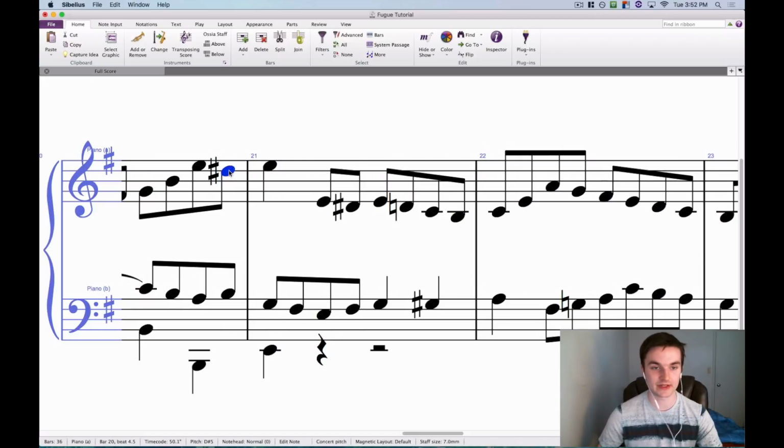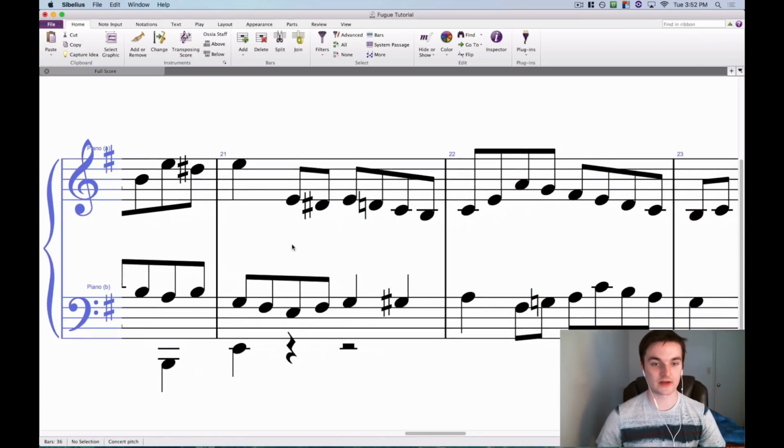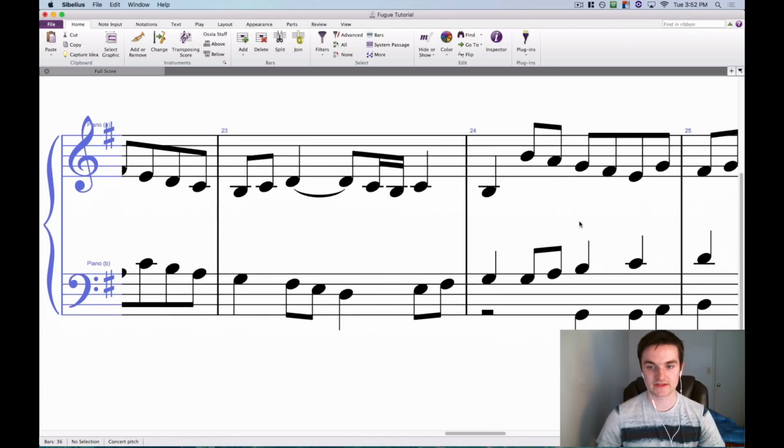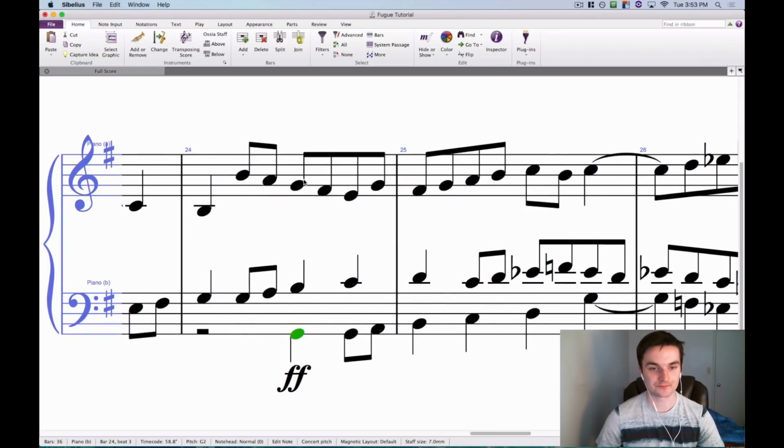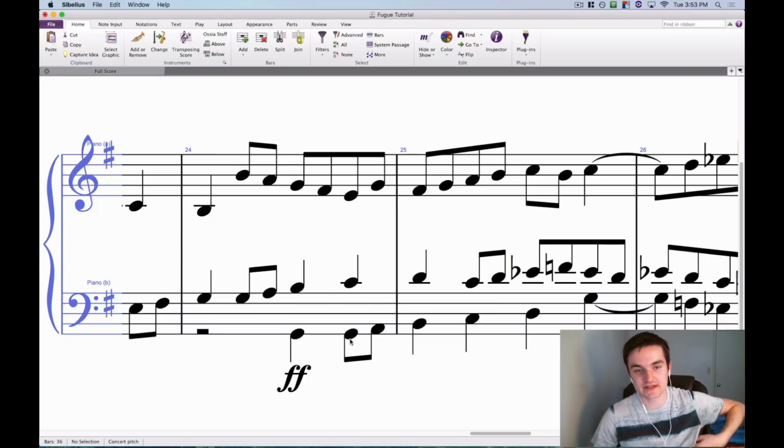And again, to reiterate, that direct perfect consonance is totally okay because it's at a cadence, and it's 5-1. Okay, right here. Third, accented, unaccented dissonance, right? A seventh.